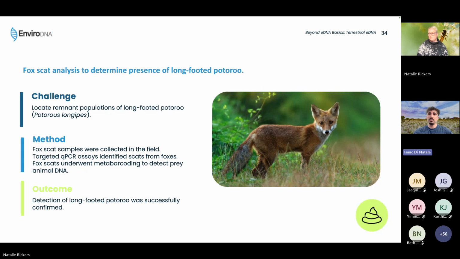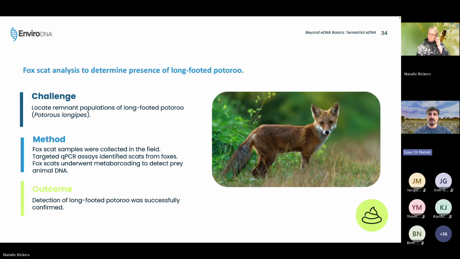In this application, we used fox scats to assess the presence of the long-nosed potoroo, which is a small threatened native marsupial, with fox and cat predation listed as primary drivers of the potoroo's population decline. The scats were collected from the environment. In this case, it was by the client, but that can also be by trained detection dogs in many cases.